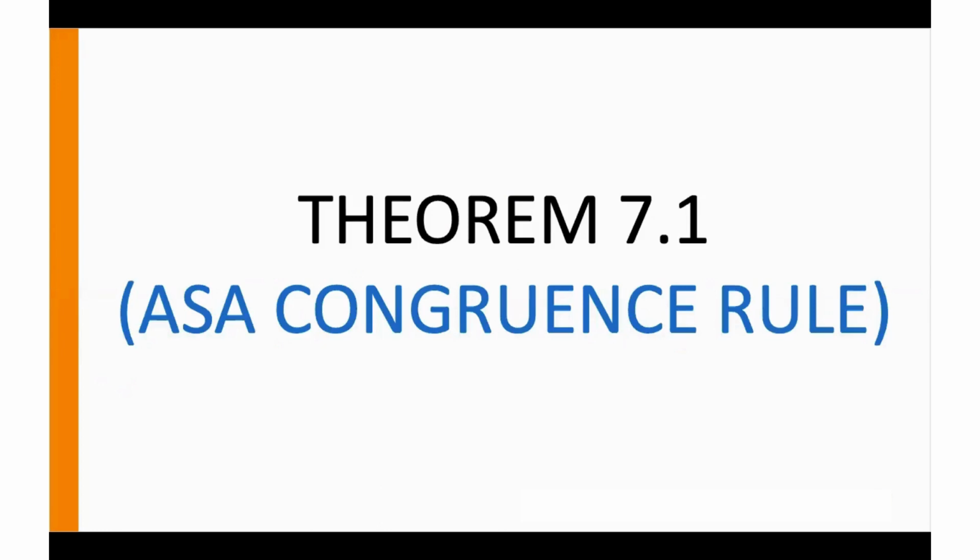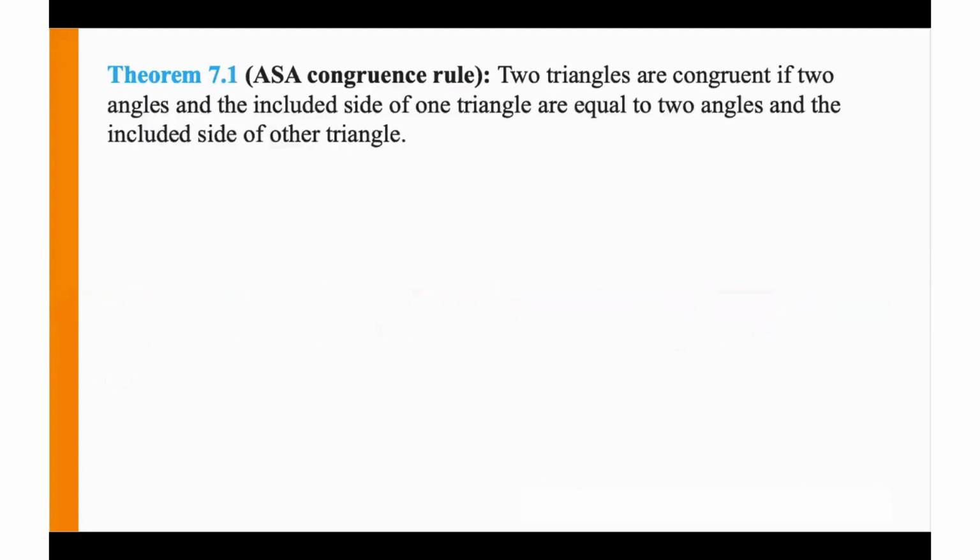Theorem 7.1, which is also known as the ASA congruence rule. Theorem 7.1 states that two triangles are congruent if two angles and the included side of one triangle are equal to two angles and the included side of another triangle.